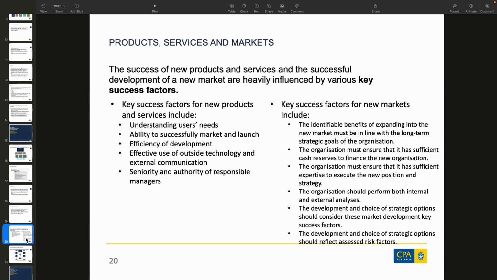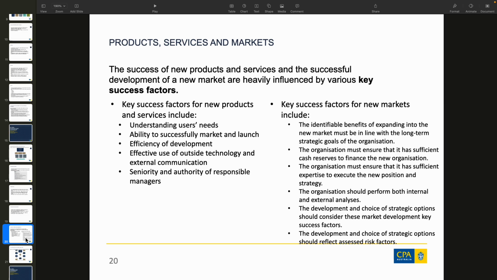Okay, now, moving on. You have product, service, market level. When you say product, market, service level, you do need to understand something called key success factor or critical success factor. The British call it critical success factor. The Australians don't like to call it critical success factor. They call it key success factor.